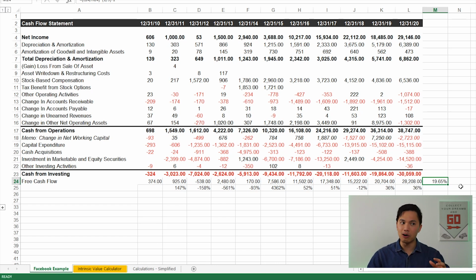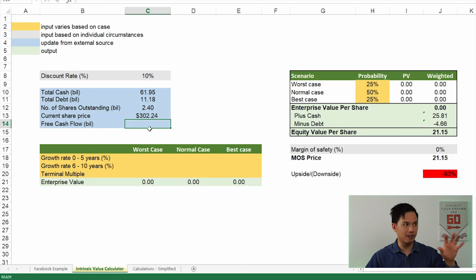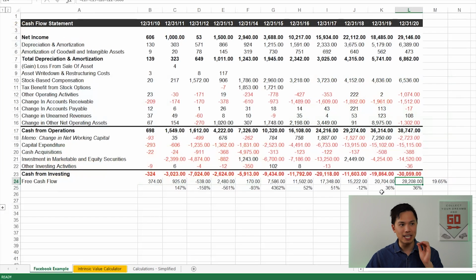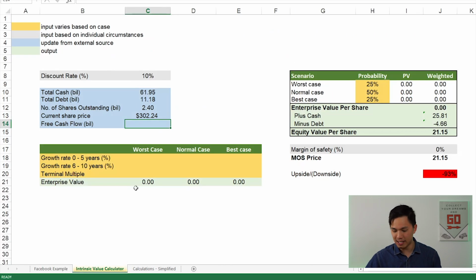So as you can see, our input has changed quite dramatically when we get more refined information. So that is what I mean by garbage in, garbage out. The more you understand a business, the operations of the business, what has happened in the past, the better you can develop your expectations of the business. So coming back to my intrinsic value calculator, I'm going to enter a free cash flow number of $28.2 billion because that is a more accurate reflection of the business.